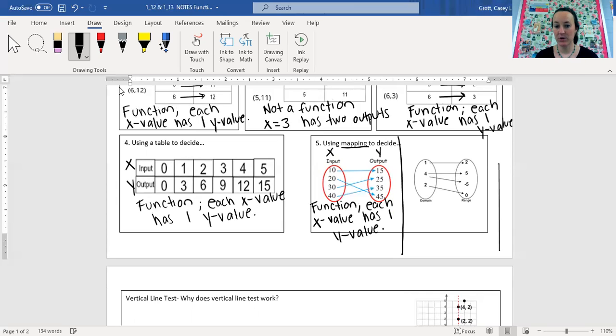If we take a look at the second one, so domain, X, range, Y, 1 goes to 2, 4 is going to 5, and 4 is going to -5. We keep saying that X can only have one Y value, one output. This is not a function. This is showing us that 4 is going to 5 and 4 is going to -5. So this would be a relation or not a function.